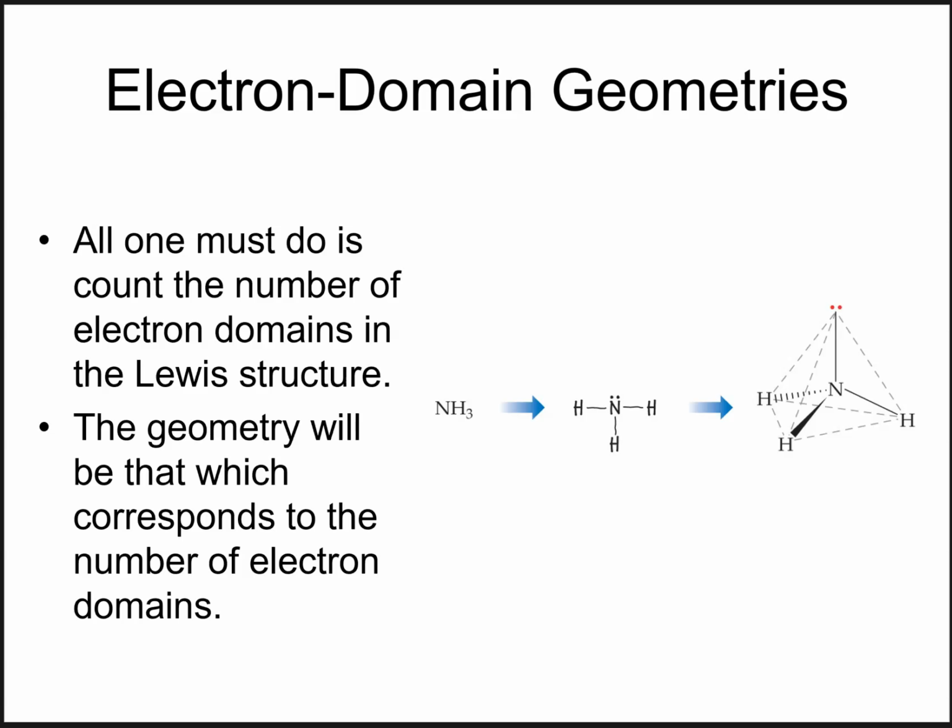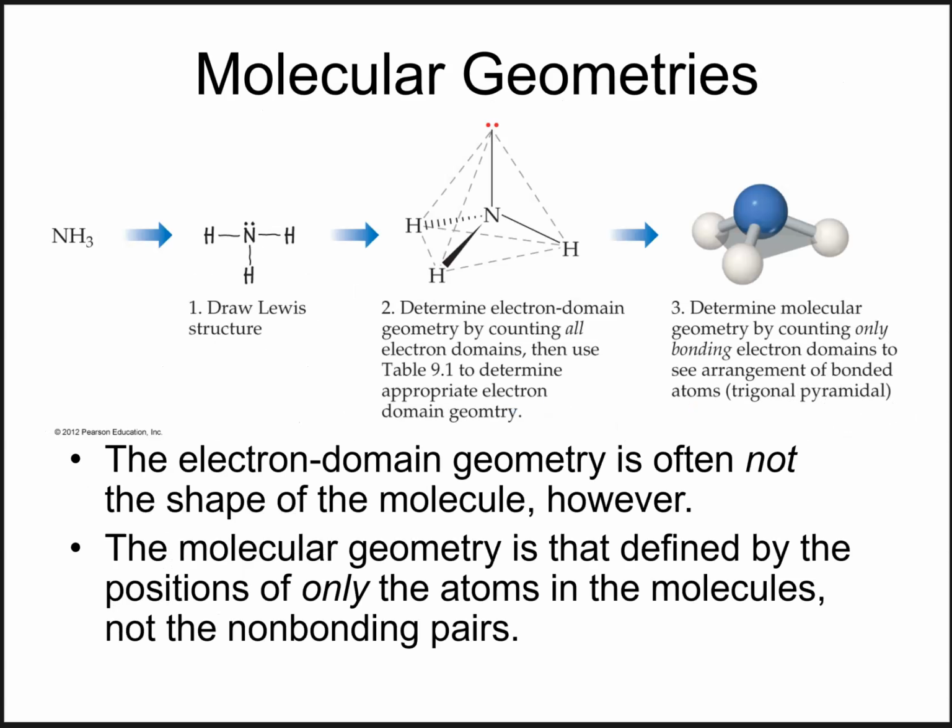However, NH3, ammonia, even though it has 4 electron domains, only 3 of them are occupied with bonds and 1 with a lone pair of electrons. So we have a molecular geometry as well. And a molecular geometry is a little more important than the electron domain geometry, in my opinion, because it actually tells you something about how the structure of the molecule is set up and what the dimensionality of the molecule is.